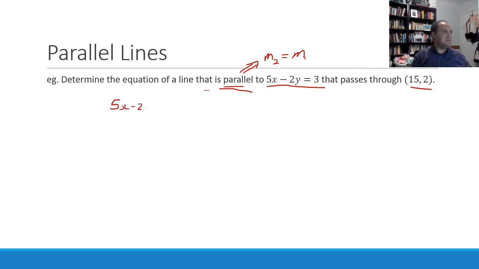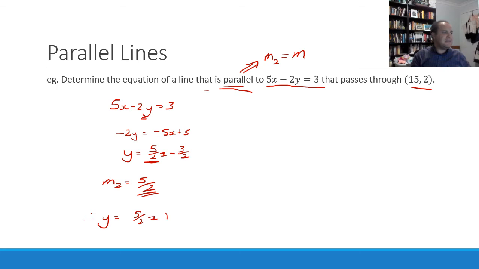So let's find out the gradient of that first line. We've got 5x minus 2y equals 3, and just rearranging to get y on its own: negative 2y equals negative 5x plus 3, subtracting 5x from both sides, then dividing both sides by negative 2. Negative 5 over negative 2 is 5 on 2 x, and then subtract 3 on 2. So the gradient of our first line is 5 on 2. So the gradient of our second line must also be 5 on 2, because these lines are parallel. Therefore, the equation of our new line is going to be y equals 5 on 2 x plus some number c.